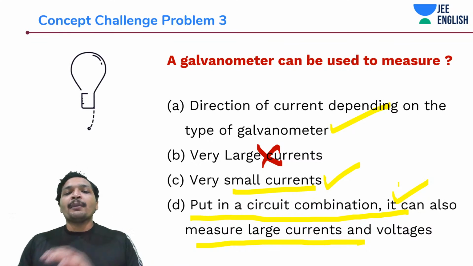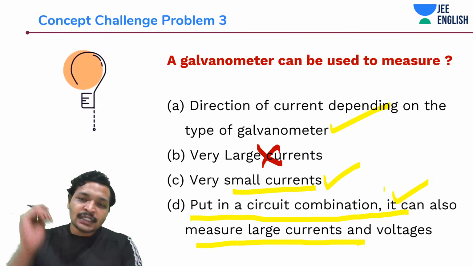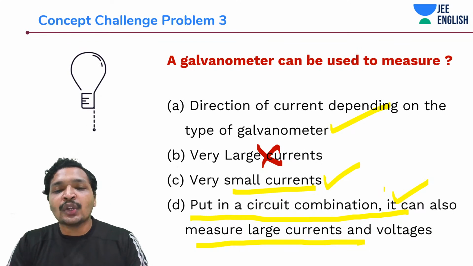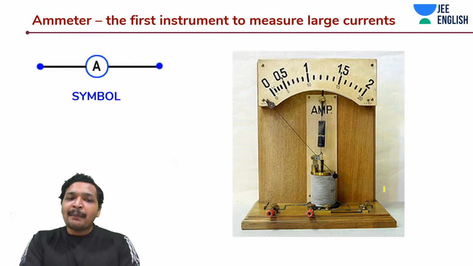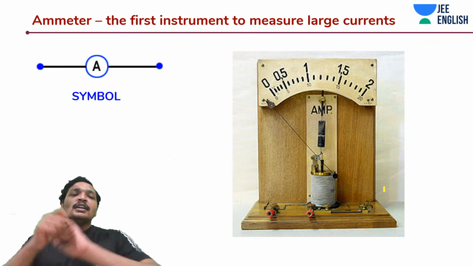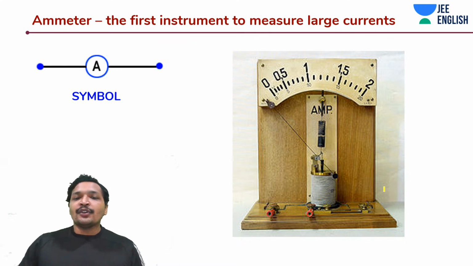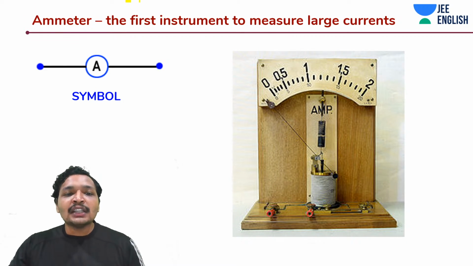So put in a circuit combination, a galvanometer can also measure large currents and large voltages. This is where we are going to get into the concept of ammeter and voltmeter. First we'll understand the ammeter. So what is an ammeter? An ammeter is an instrument to measure large currents.